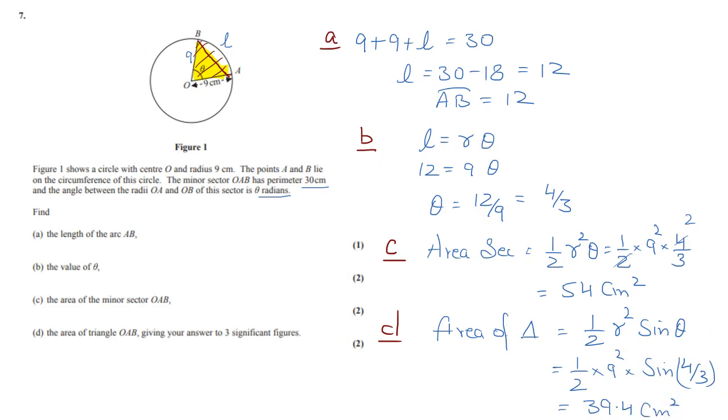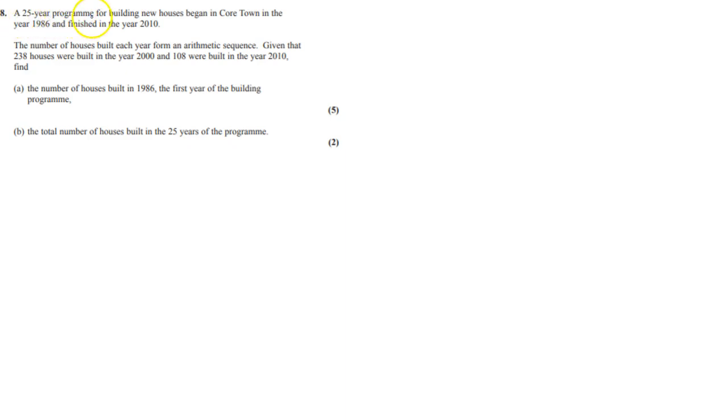centimeter square. A 25-year program for building new houses began in the core town in the year 1986. So it started in 1986 and finished in 2010. If you want to know the number of years between 1986 and 2010, if you subtract, you will get 24. So you always have to add. For example, from 3 to 4, how many pages are there? 4 minus 3 is 1. You have to add 1. So it's always like that. If you do the simple mathematics just by subtracting, you will get wrong answer.